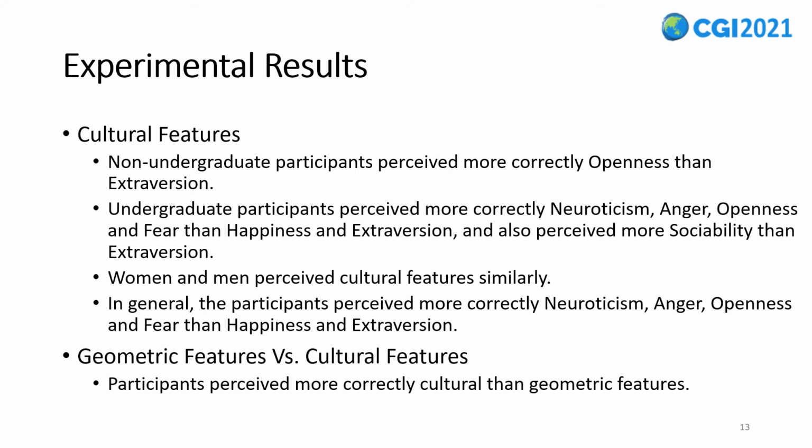Women and men perceived cultural features similarly. In general, the participants perceived neuroticism, anger, openness, and fear more correctly than happiness and extroversion. About geometric features versus cultural features, participants perceived cultural features more correctly than geometric features.